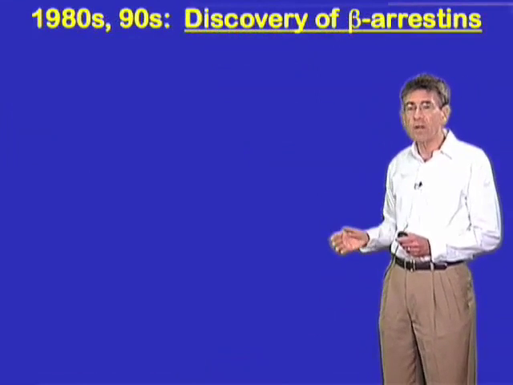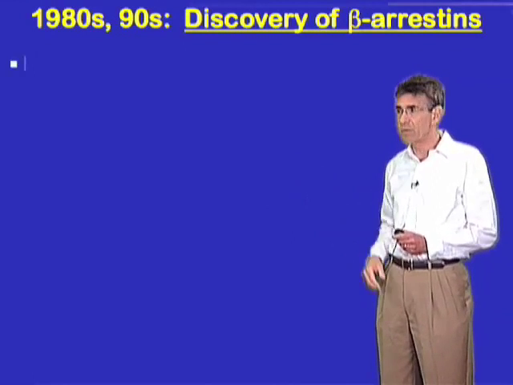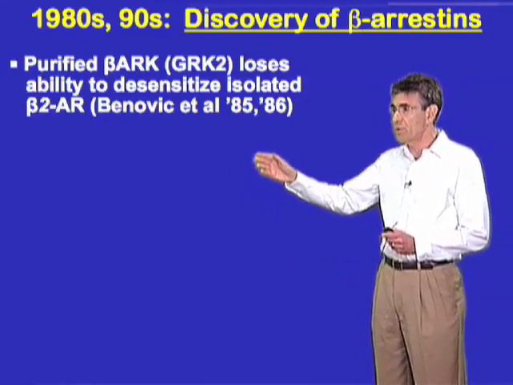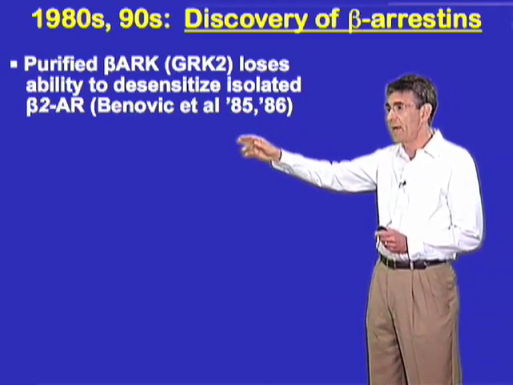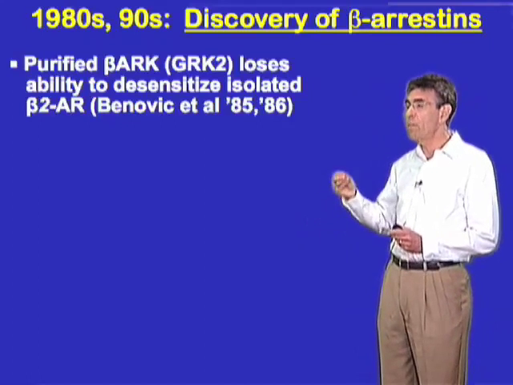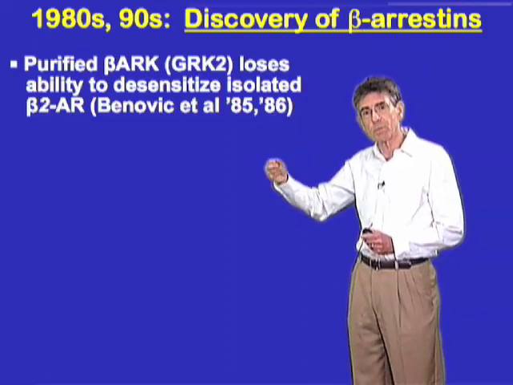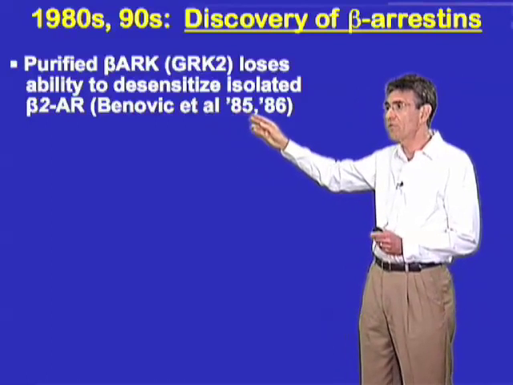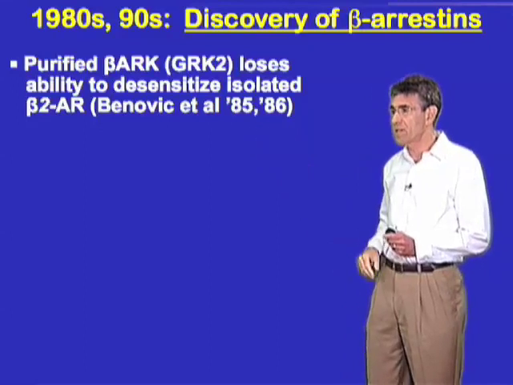Now, the discovery of the beta-arrestins flowed very naturally from our discovery of the GRKs. In the mid-80s, a graduate student in the laboratory, Jeff Benovic, was purifying BARK and made the initially disquieting observation that the more he purified the enzyme toward homogeneity, in other words, the greater its specific activity for phosphorylating the receptors, the more it lost its ability to actually desensitize the receptor functionally in an isolated system.